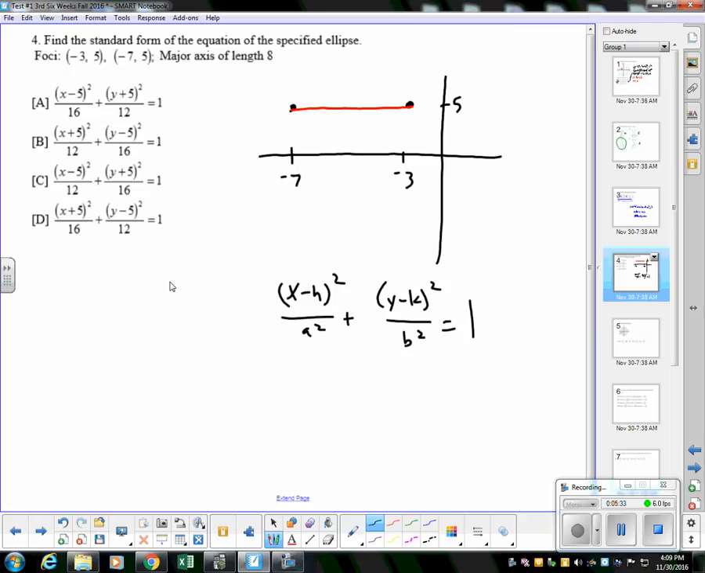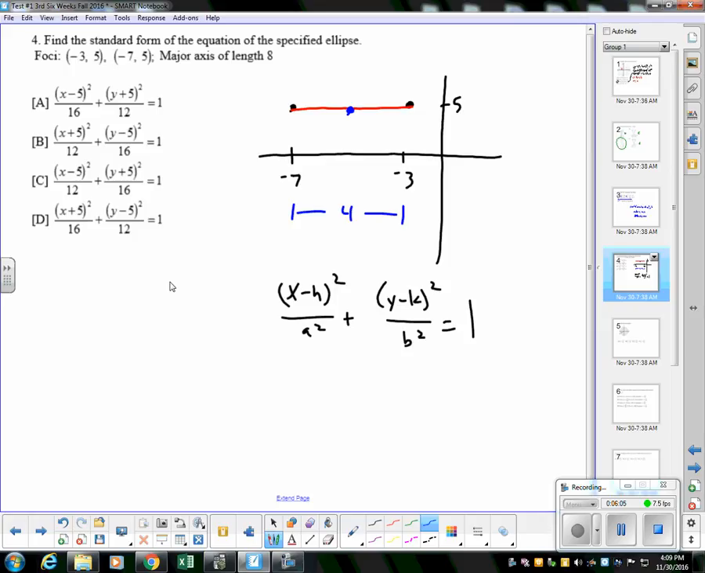Now all we got to do is put in numbers for h, k, a, and b. Well, h and k are the coordinates to the center. The center, which I'll do in blue, is the exact middle of the foci. There's a distance of 4 between both foci. Half that distance is 2. Therefore, my foci are 2 units away, aren't they? Right? So my foci have to be 2 units away.